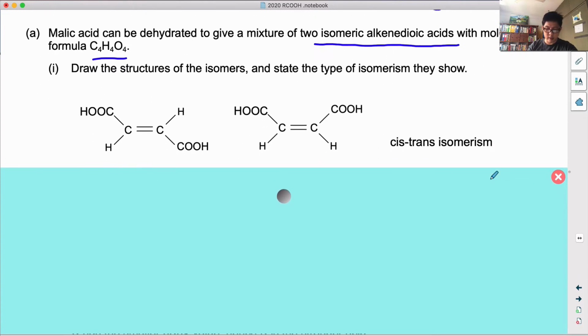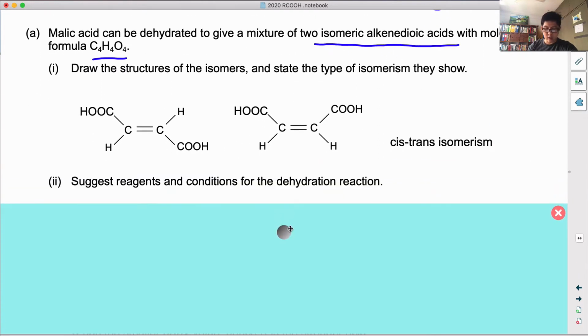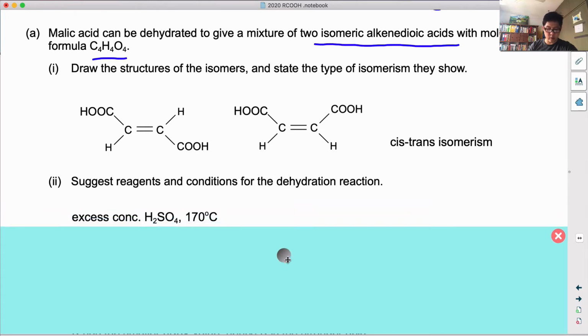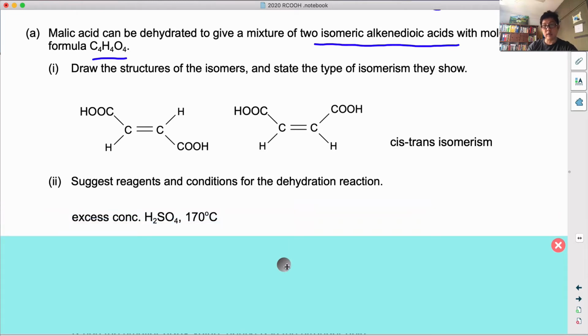So I guess you can do it. Suggest reagents and conditions for dehydration. Usually we just use excess concentrated H2SO4 and heat. Here I put 170, but heat is actually totally fine. Okay, let's move on.